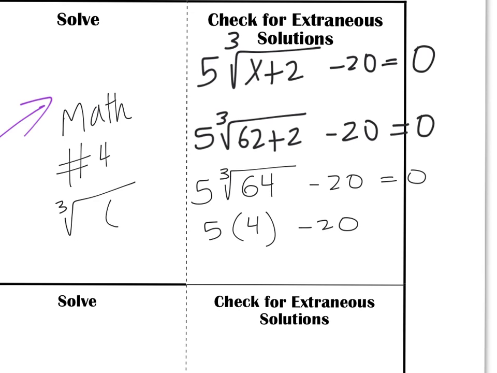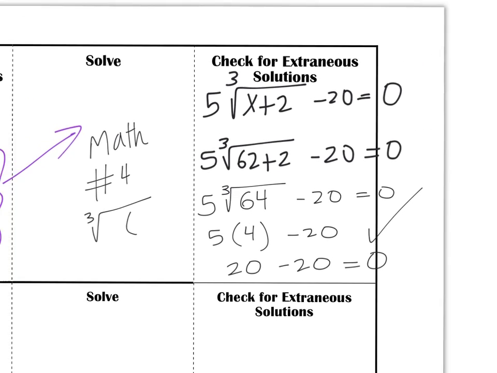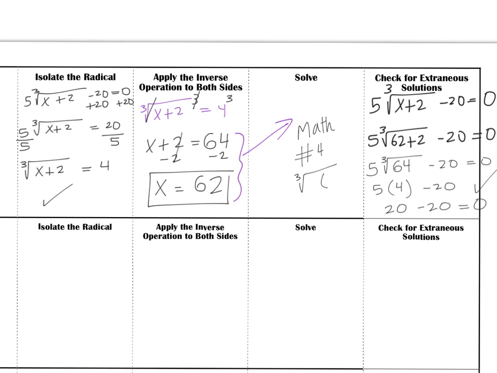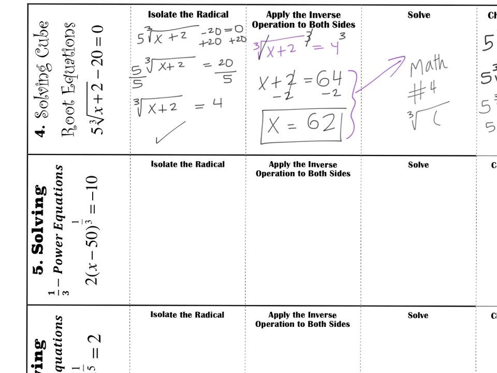Now 5 times 4 is 20. Minus 20, that's 0. So that is correct. So the solution x equals 62 is an acceptable solution. But again, you can put all of this in your calculator and see if it will give you a 0. Now let's move on to our next example.